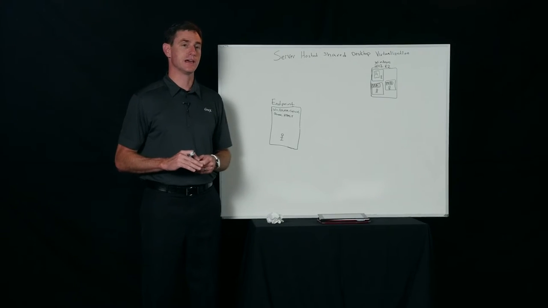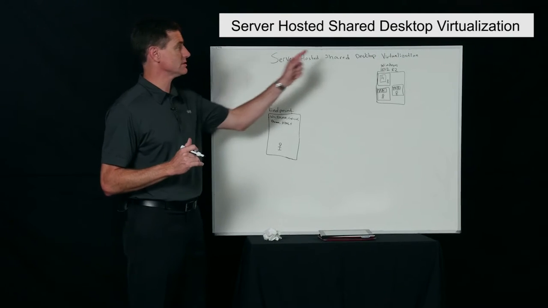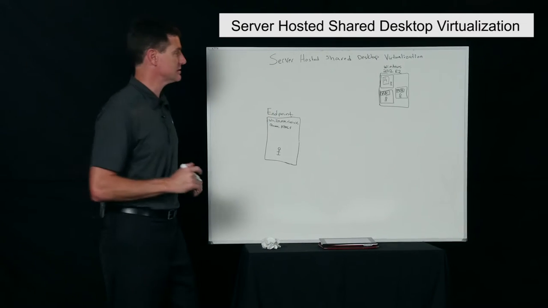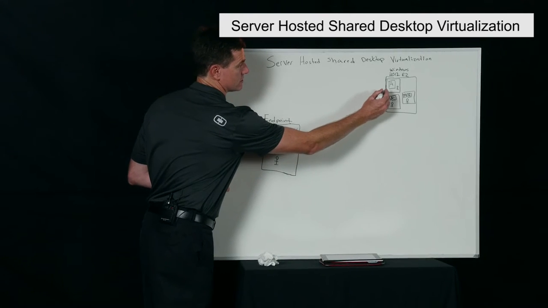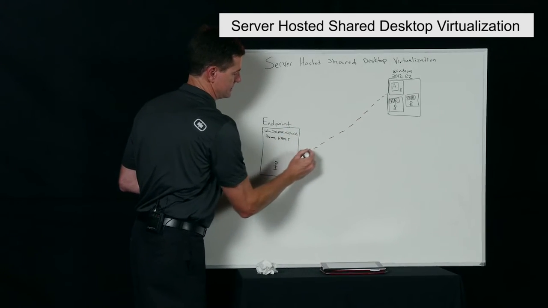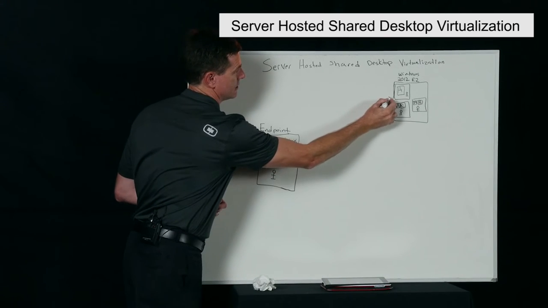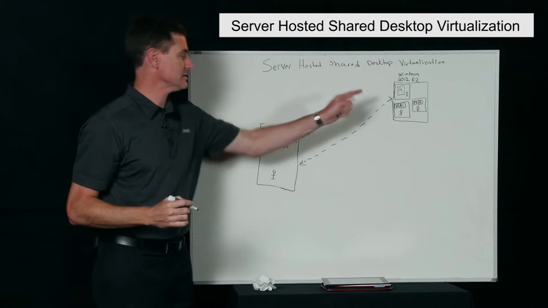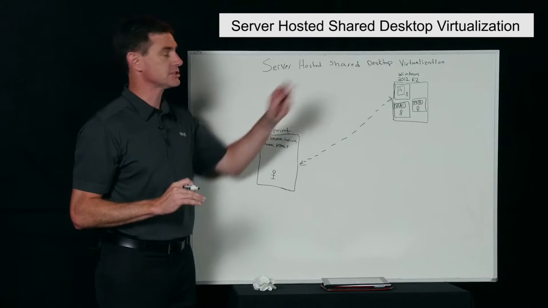One way to leverage XenDesktop Flexcast is for desktop virtualization, in this case, server-hosted shared desktop virtualization. What this means is we're going to execute a desktop user from the data center, and present to the end user a desktop look and feel on their endpoint device, and it's going to be from a shared operating system.